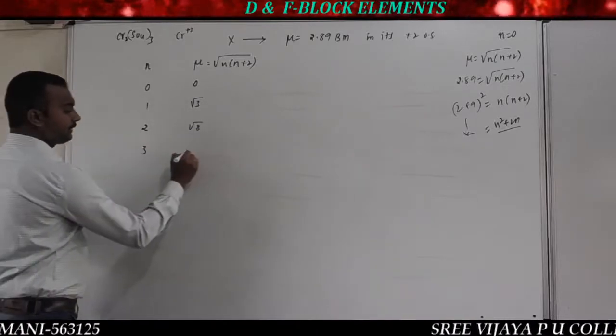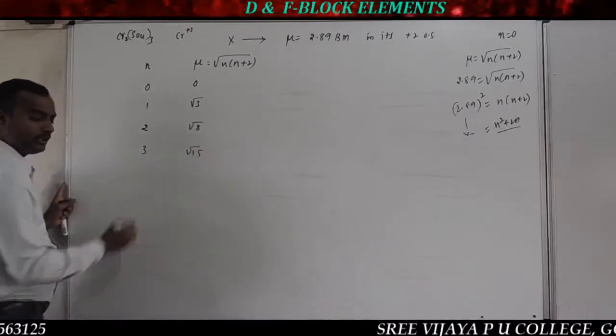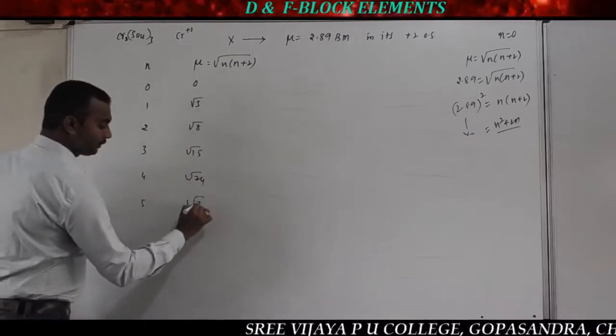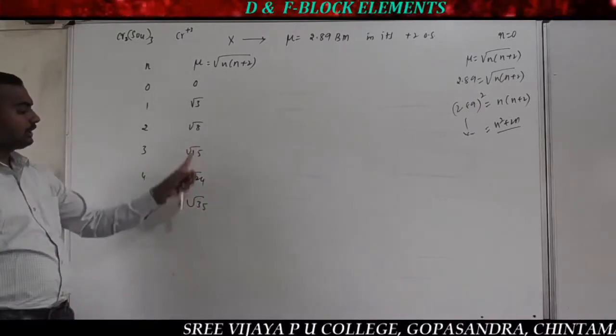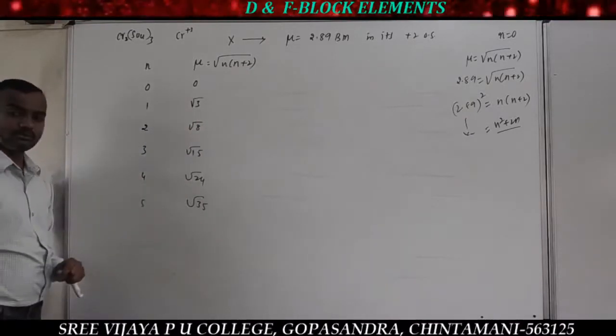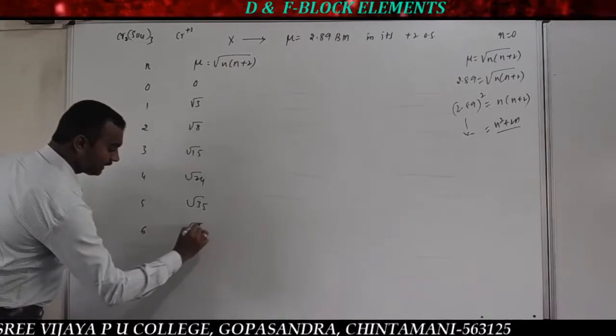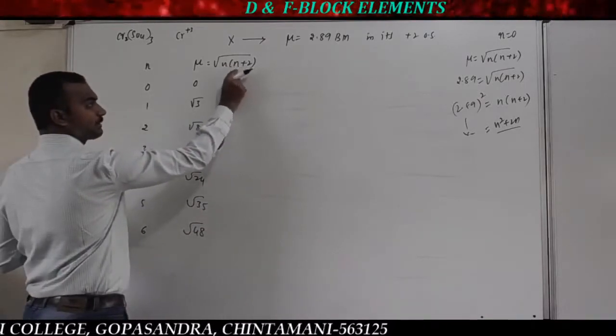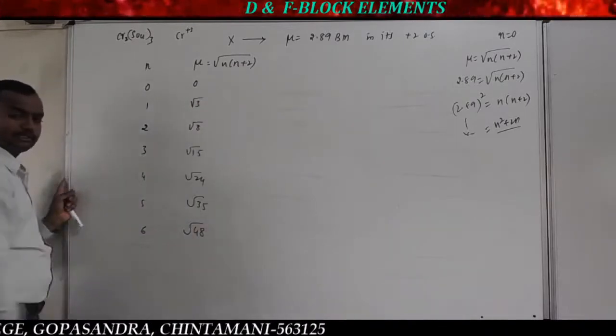So 3 unpaired electrons will give root 15, 4 will give root 24, and 5 will give root 35. So 4 into 4 plus 2 is 6, 6 fours are 24, root 24. Similarly, 6 unpaired electrons gives root 48: 6 into 6 plus 2, 6 plus 2 is 8, 8 sixes are 48. Root 48 Bohr magneton.